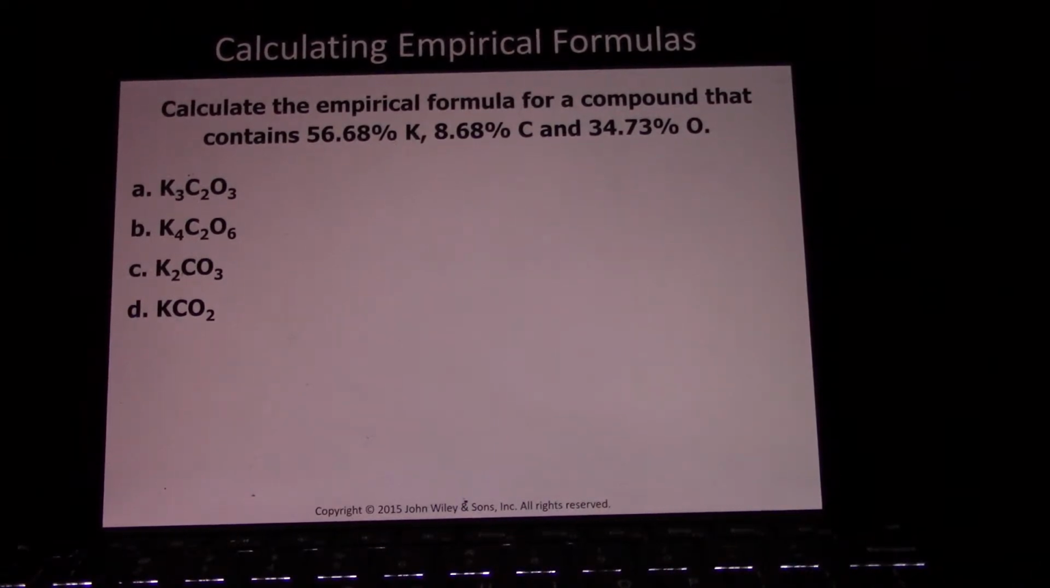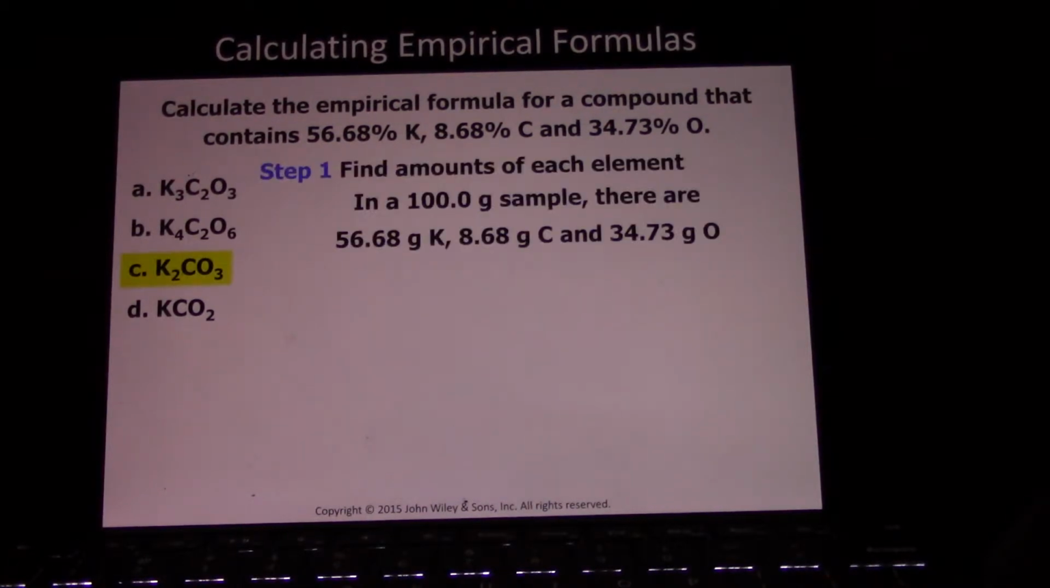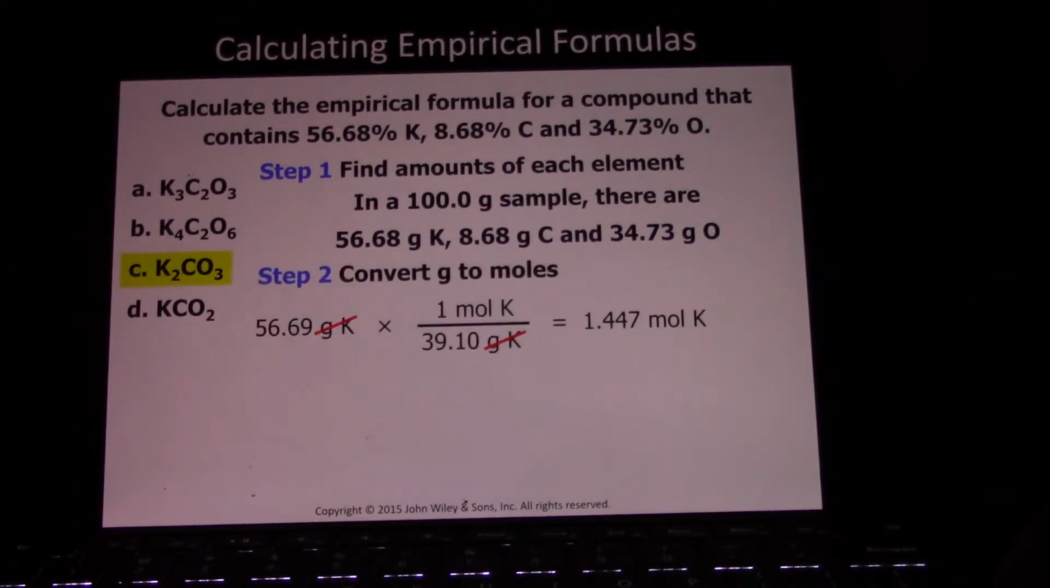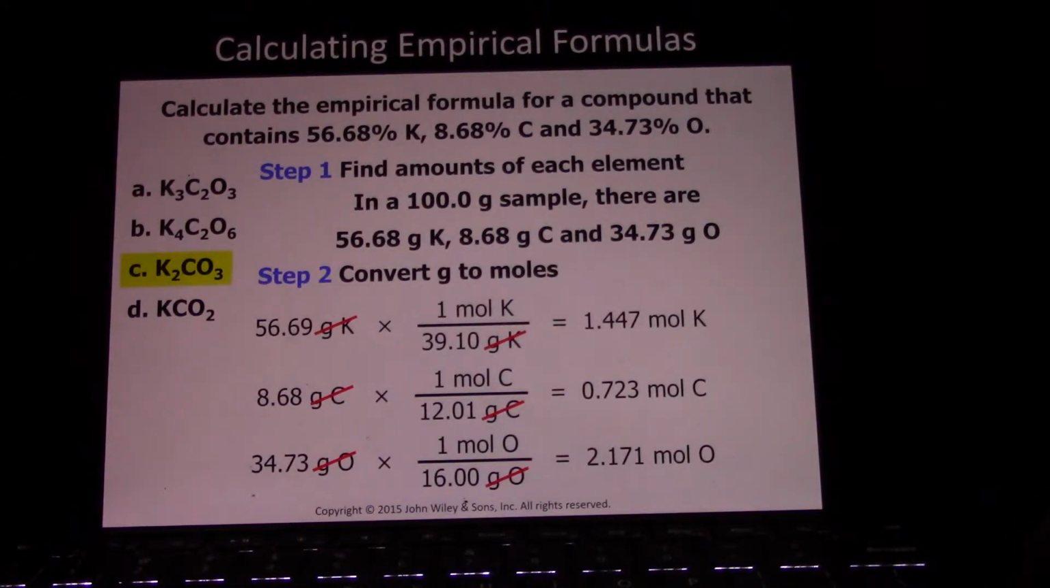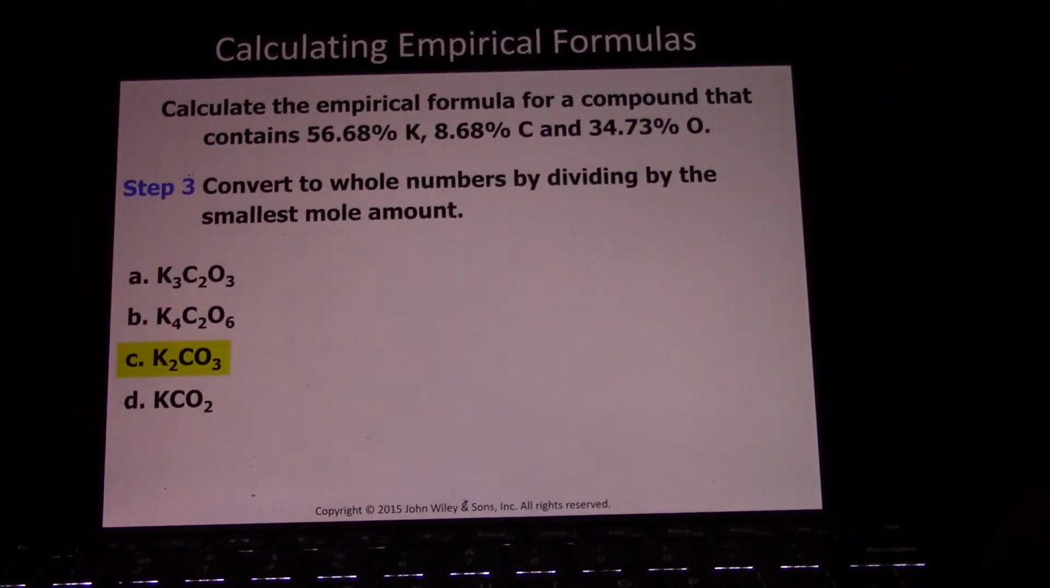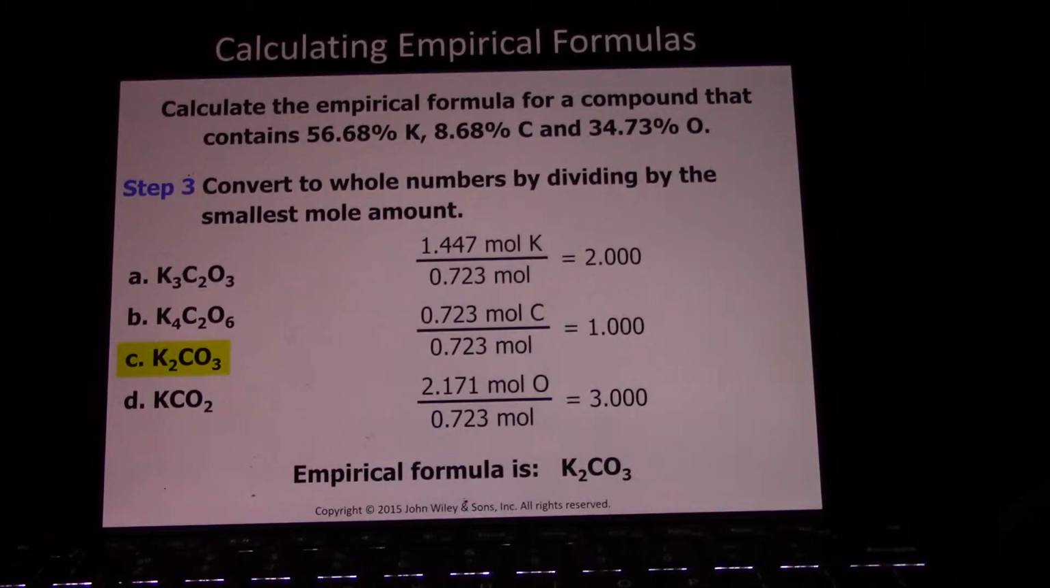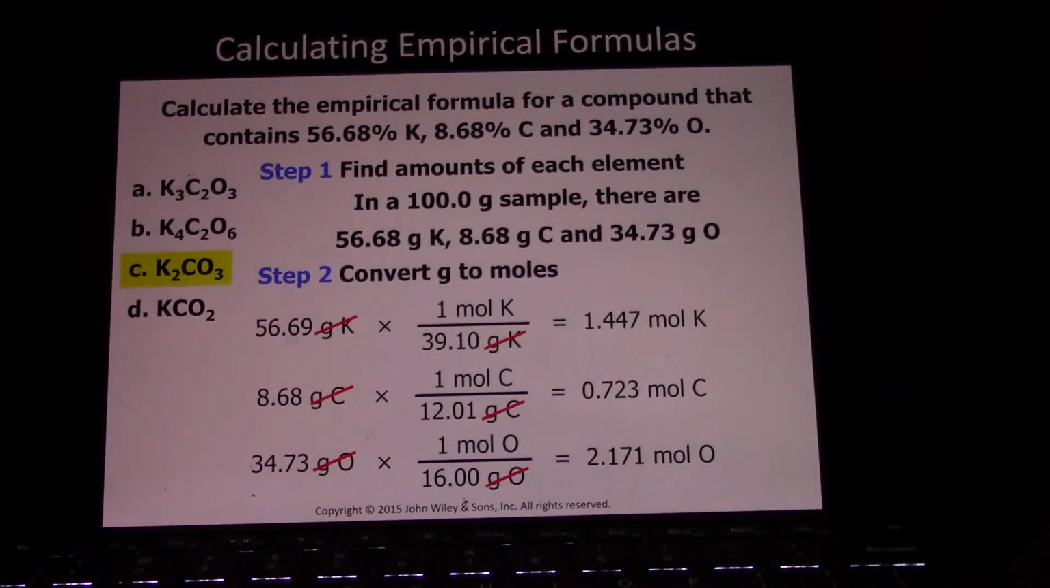So we have another one, 56.68% potassium, 8.68% carbon, 34.73% oxygen. Pretend you have 100 grams, and we convert percentages into grams. And then we convert grams into moles. And of our 3 moles, the smallest is 0.723. So we divide them all by 0.723, giving us a 2-to-1-to-3 ratio. K2CO3 again.